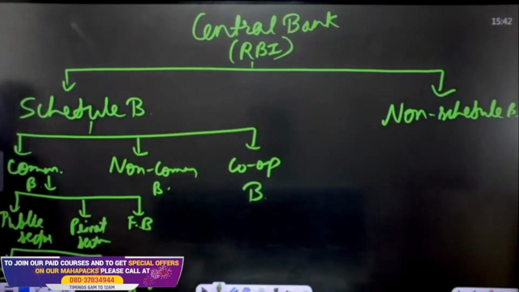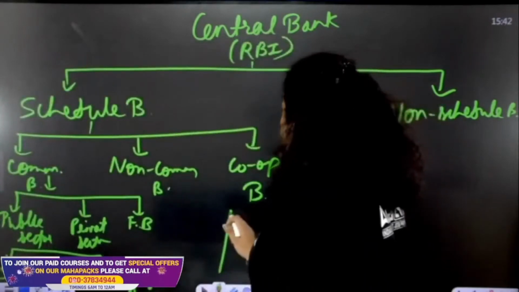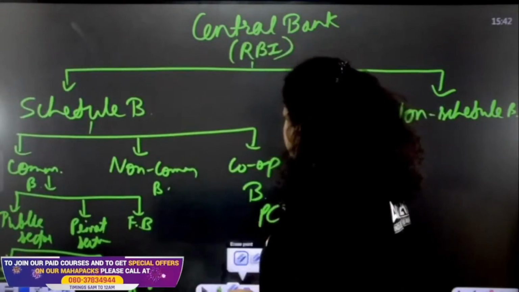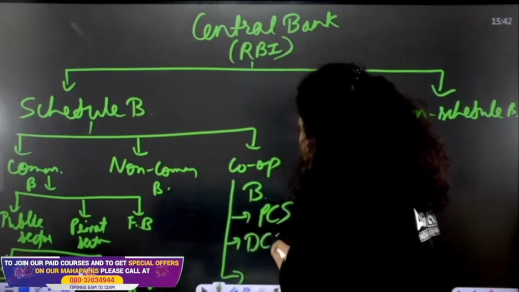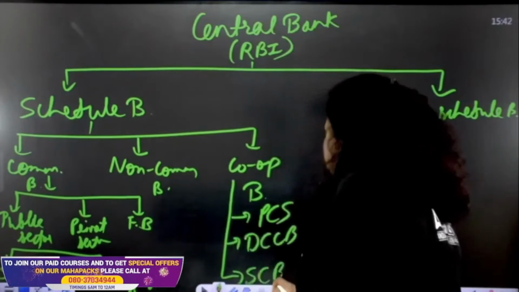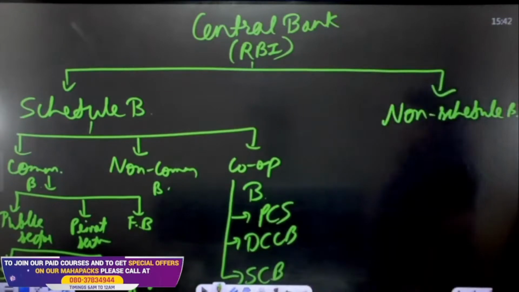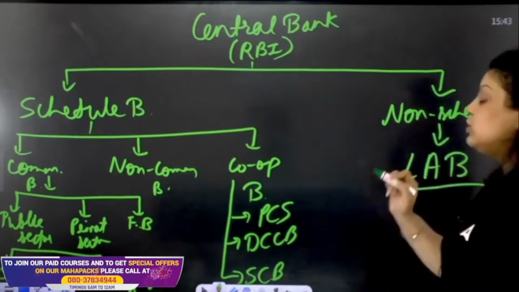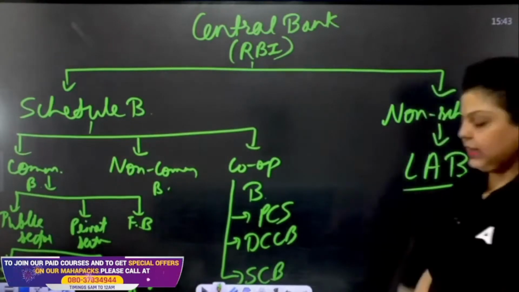Okay, now the cooperative banks are also divided into 3 categories. The 3 categories are primary credit society, district central cooperative bank, and state cooperative bank. So these are the 3 cooperative banks: primary credit society, district central cooperative bank, and the state cooperative bank. Now the local area banks are the only non-scheduled banks in the country. Only the local area banks are the non-scheduled banks in our country. LAB means local area banks.